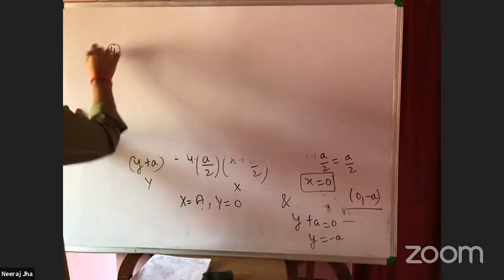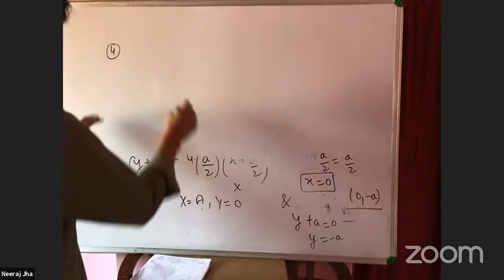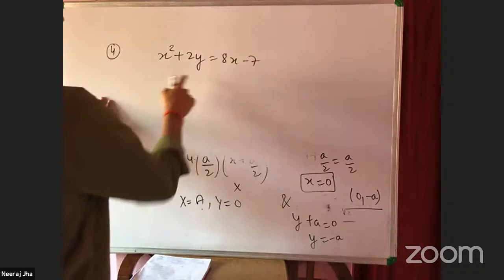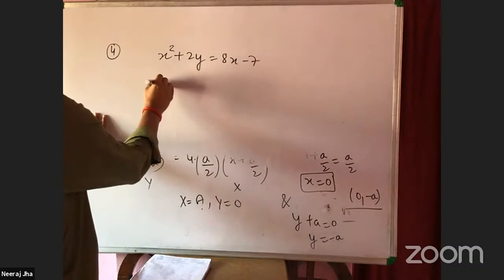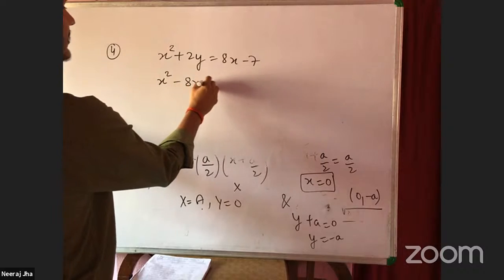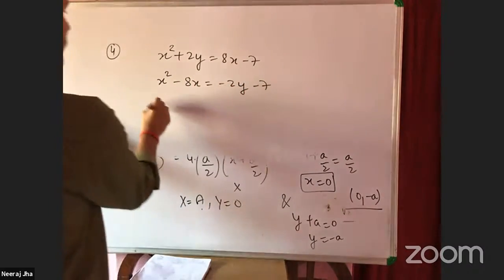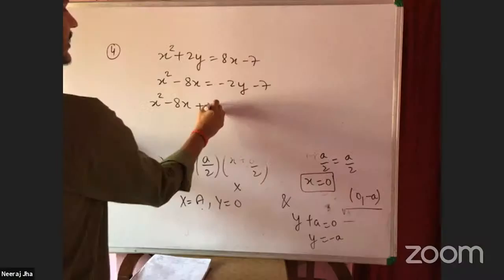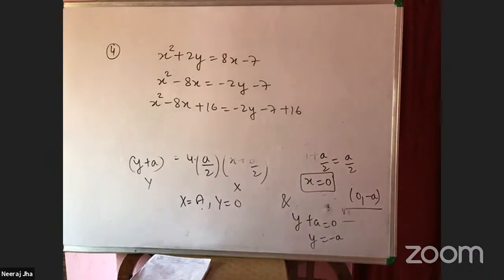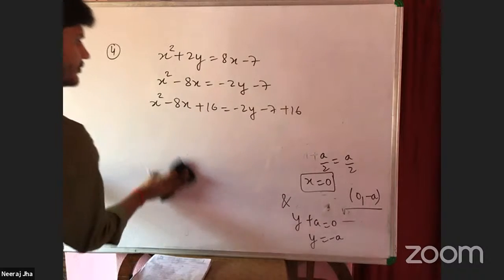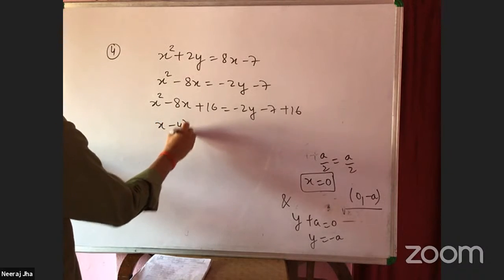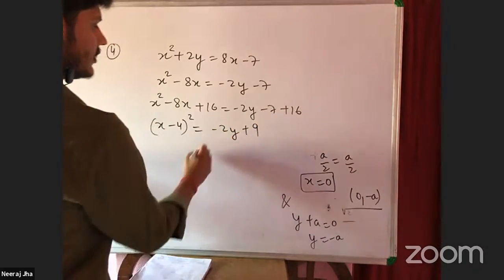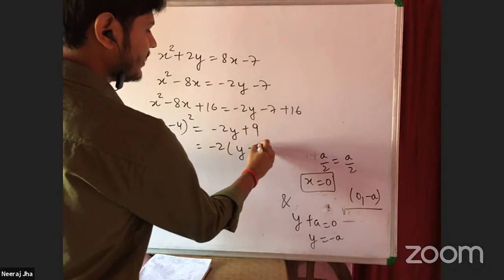Let's discuss the fourth problem. The fourth problem is saying the equation of the parabola x square plus 2y is equal to 8x minus 7. You have to find the equation of the axis. Okay, no problem. Let me write it like this: x square minus 8x is equal to minus 2y minus 7. That means x square minus 8x plus 16 is equal to minus 2y minus 7 plus 16. Got it? So this will be a perfect square: x minus 4 whole square is equal to minus 2y plus 9. Okay, take minus 2 common, you will be getting y minus 9 by 2.